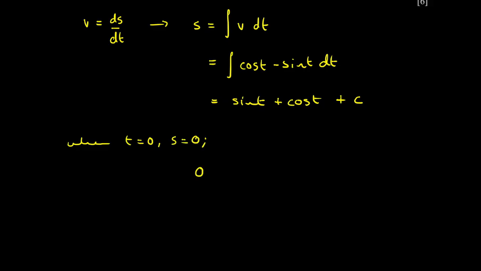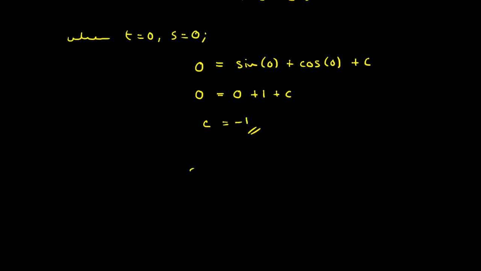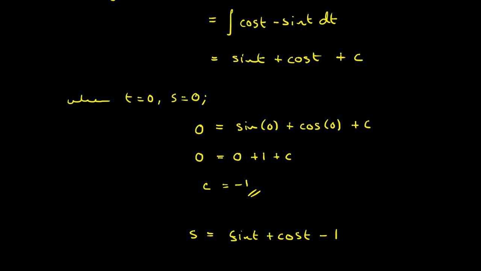And so we can substitute into here, 0 is equal to sine of 0 plus cos of 0 plus c. And sine of 0 is 0, but cos of 0 is 1. And I suspect that will be a mistake that lots of students will make. So c is equal to negative 1. And that therefore means that the displacement can be given by sine t plus cos t minus 1, right? So that's the displacement.